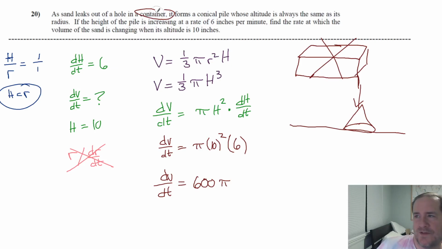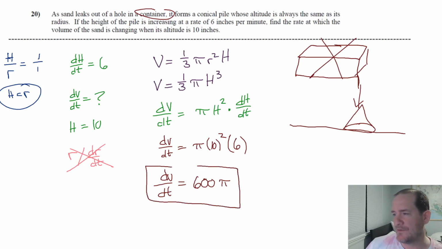If they referred back to the container, then you would want to say negative 600 pi, because the container is losing sand. But if they specifically said, find the rate at which the volume of sand in the cone is changing, then the cone is gaining, and it would have to be positive. This question's a little bit bad in that regard because it's not clear whether they want you to be losing volume from the container or gaining it in the cone. But on the quiz, I'll make sure that nothing is ambiguous. I'll make sure that it is clear that the rate of change I want is the one for one or the other.